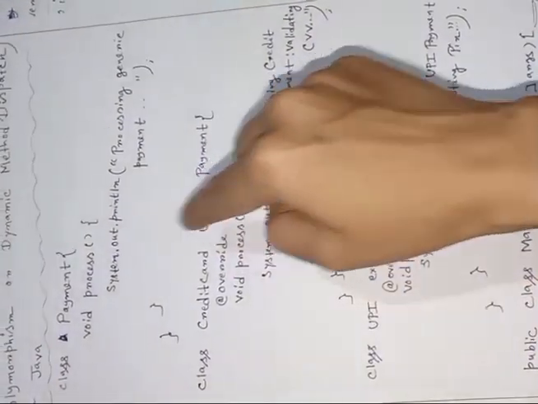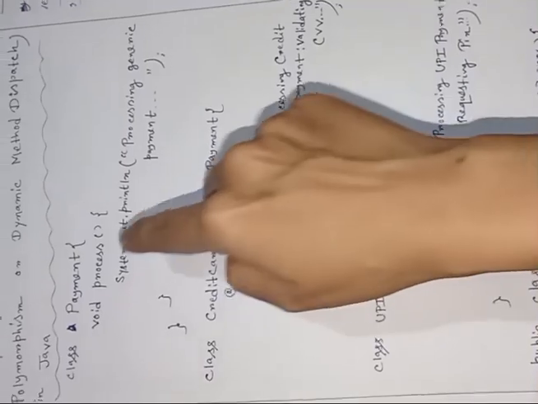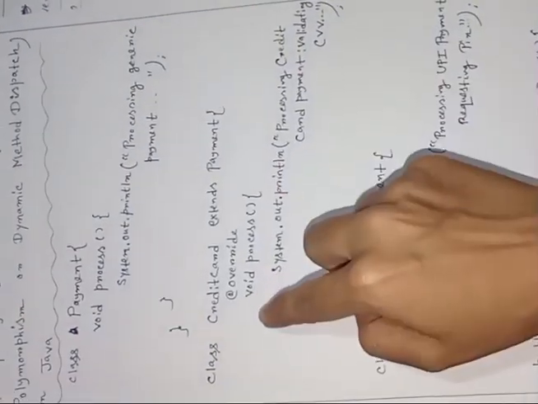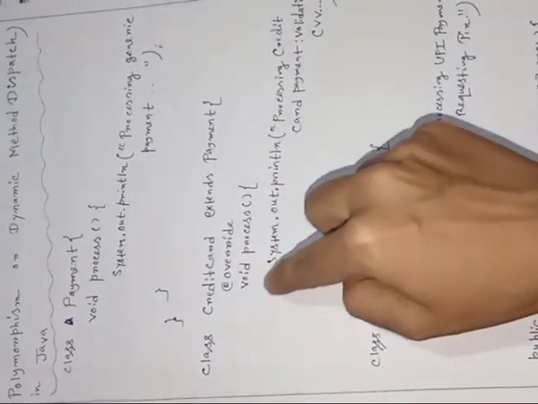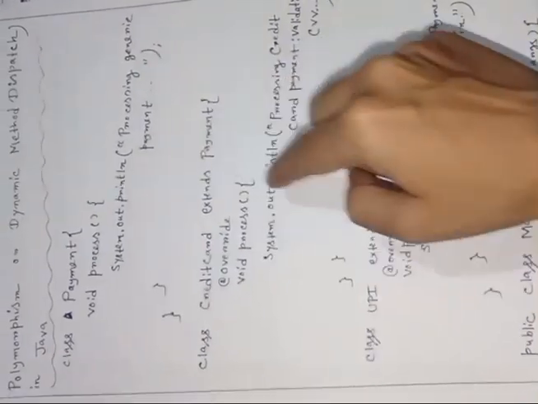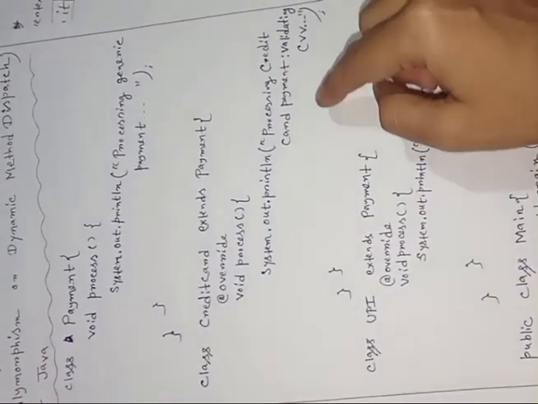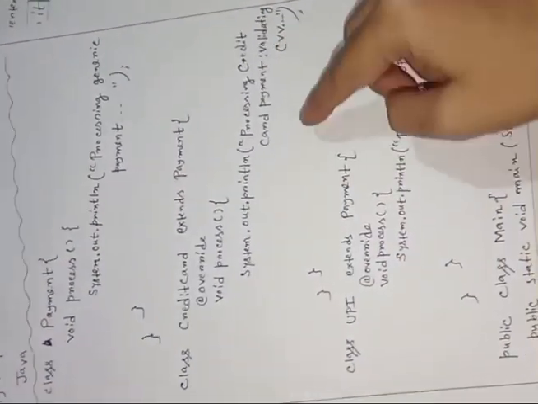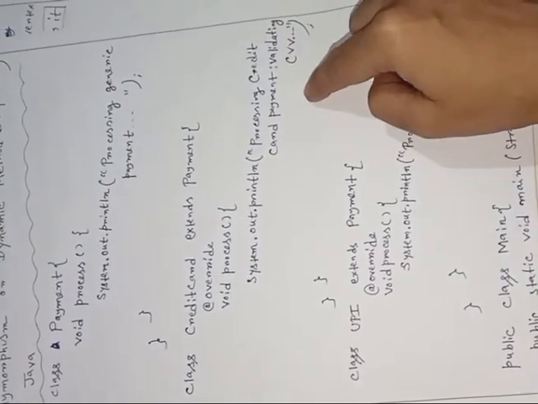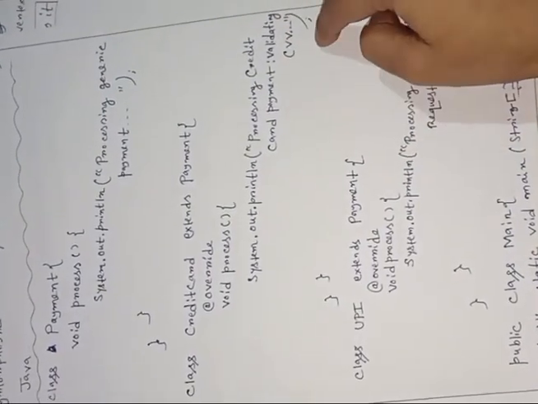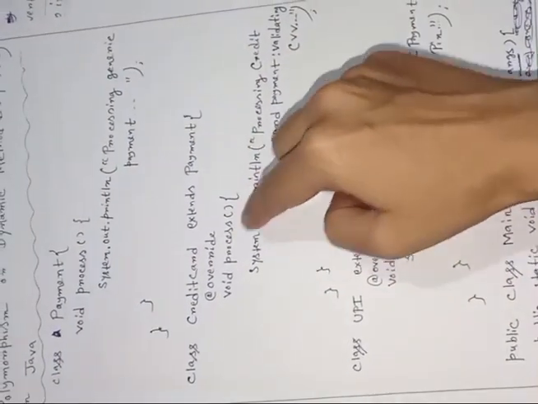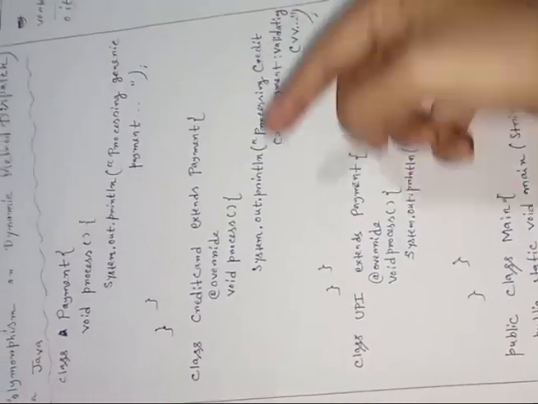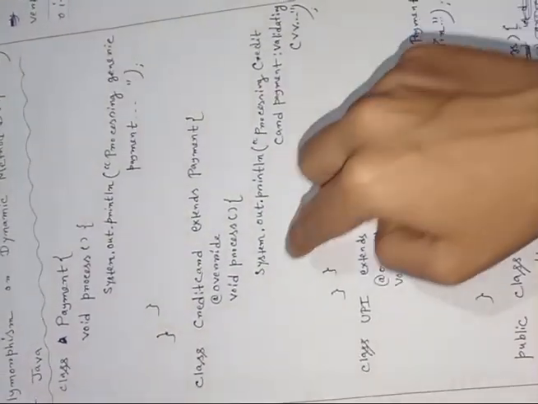So both the classes have the same method. The parent class has the process method and also the child class or subclass CreditCard has the process method, but here the output is different. Here it is more specific, processing credit card payment validating CVV. So here method overriding is done and the @Override annotation is used so that it ignores the parent's process and prints this process.